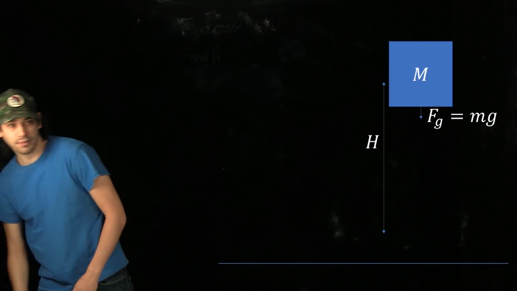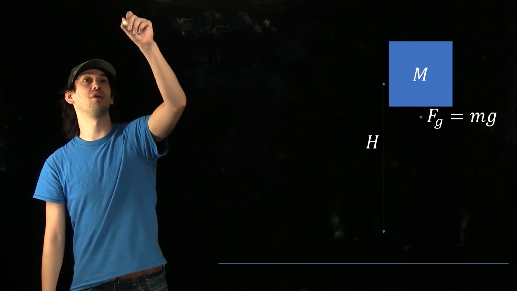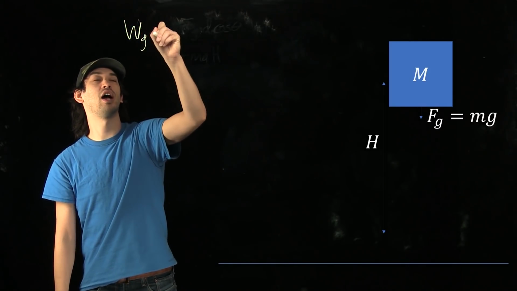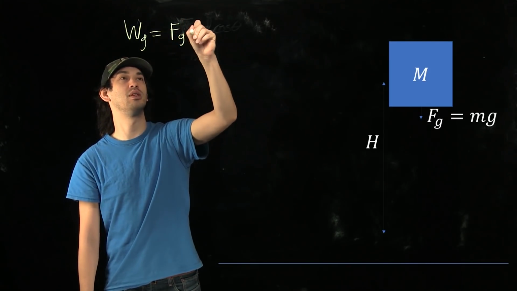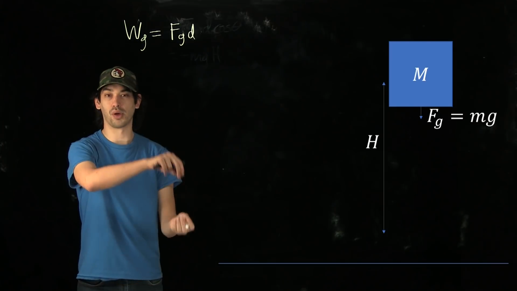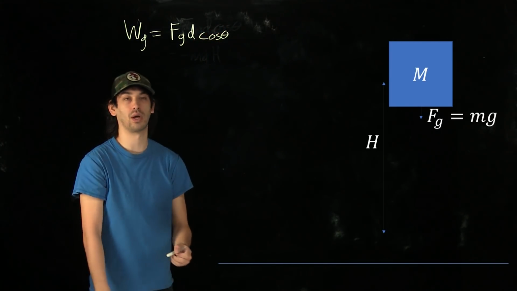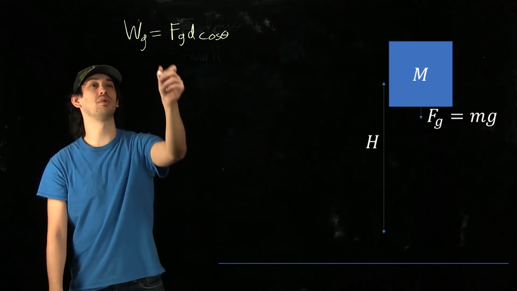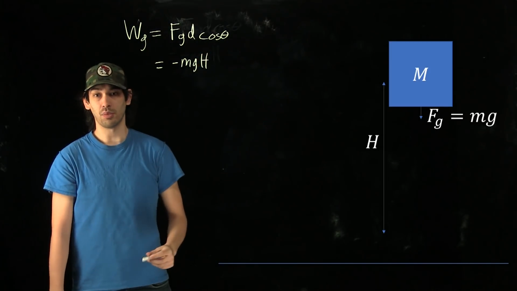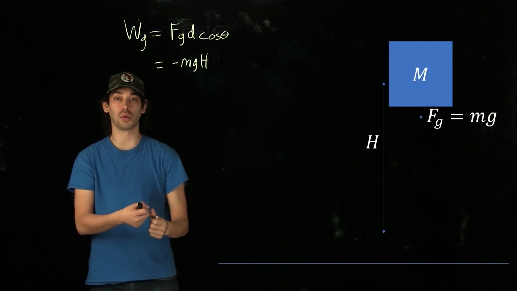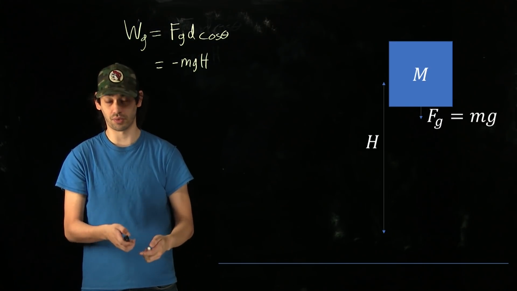So what we can see is that according to the work-energy theorem, we can calculate what the work done by gravity is. This is going to be the force of gravity times the distance that this block moves times the cosine of the angle between them. Okay. So when we do this calculation, we end up seeing that this is going to be minus mgh because the block is going to be moving in a direction opposite of the direction that the force is pointing.